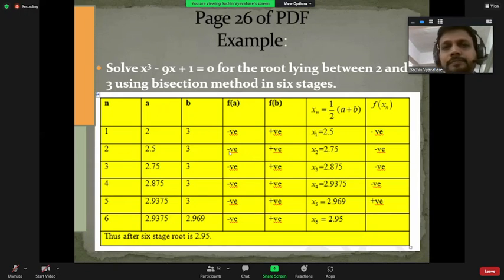Yes. Here in the question, the 6 stages is written. 6 stages means 6 iterations. Yes, your question. So this is not the actual root. It is near to the actual root. Probably the actual root may be 2.98. Okay, it may be there. But it is approximate to that. It is closer to that, obviously.